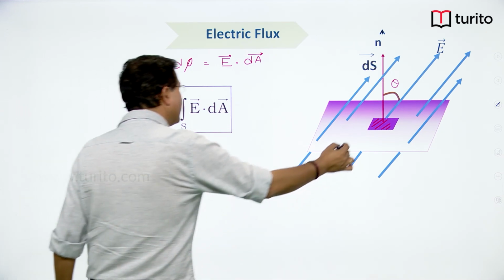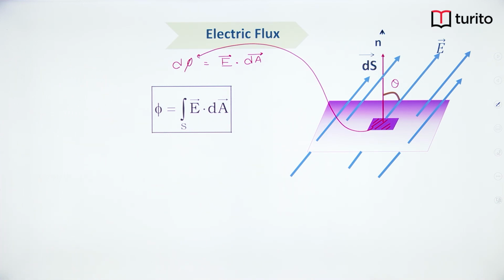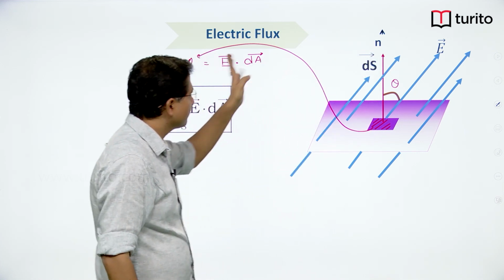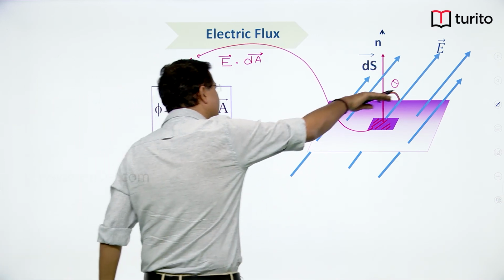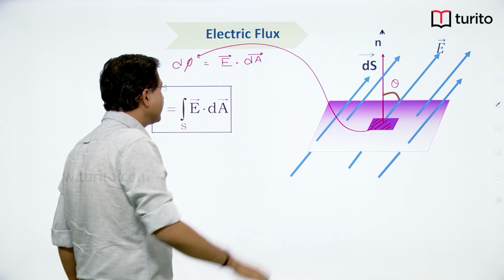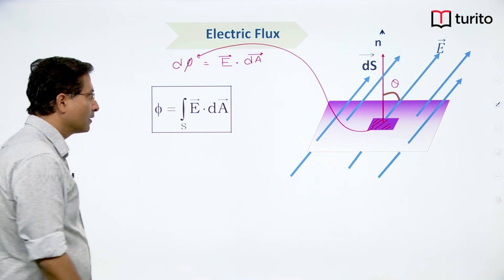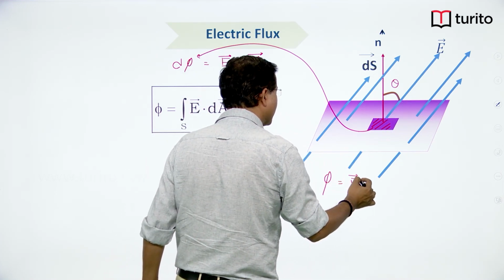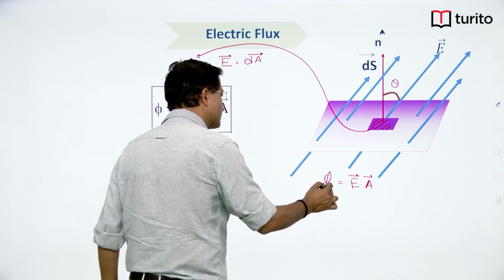So through this small element the electric flux associated is given by the field here, dot product with the area vector. Now if I want to find out the total flux associated with this complete area, I will integrate and I will get the value. If it is uniform, if everywhere the field is the same, then I can directly write flux is equal to field into area of the plate, dot product, right. This is the total flux.